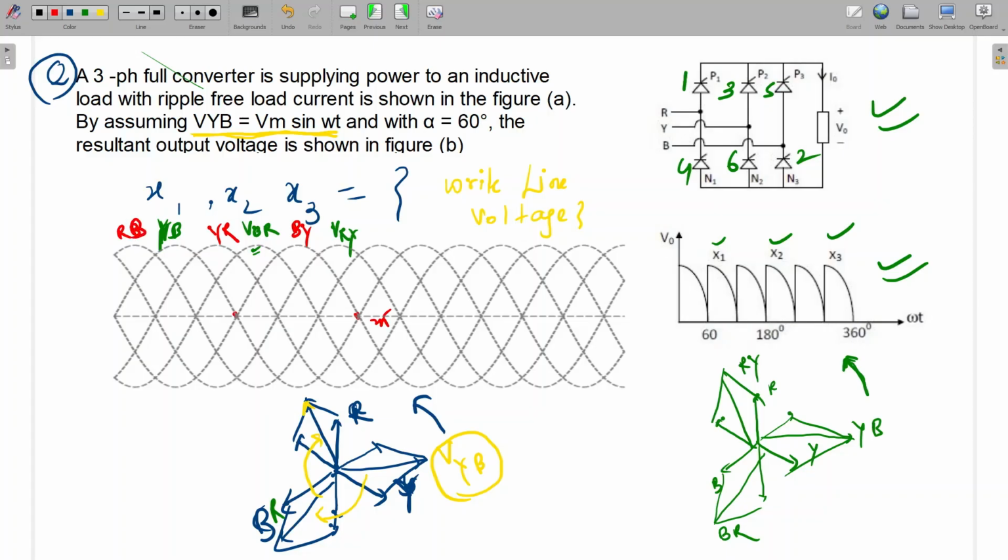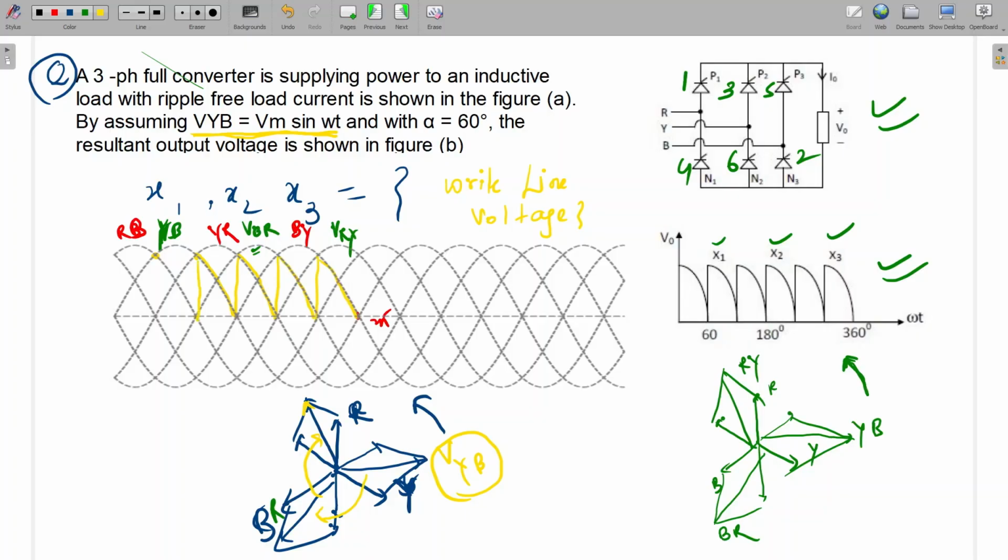Can you reply? Hello? Is it clear to all? Yes, sir. So the next step: this A phase we can consider, and this is the reference they are taking at YB. After 60 degrees, where will it come? 60 degrees will come here, so it will start from this point. This one, again this one, again this one.